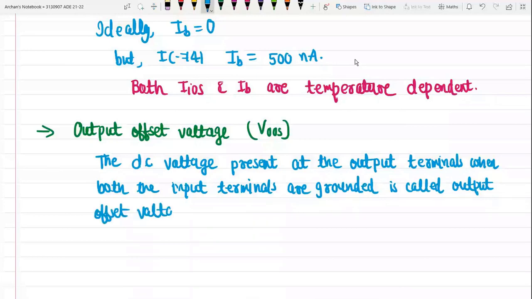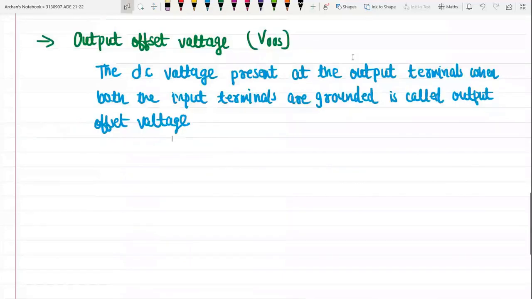Okay, so this output offset voltage caused by input offset voltage can be either positive or negative with respect to ground. Similarly, the output voltage due to the input bias current can also be either positive or negative with respect to ground. Okay, so if these output voltages are of different polarities, then the total output voltage will be very small. But if the output voltages are of the same polarity, then the output offset voltage is large.